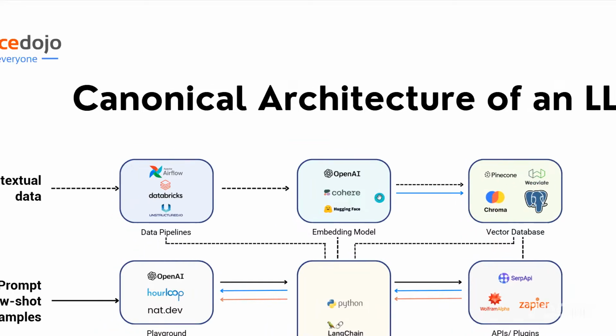Then you have what we call an embedding model. What is an embedding model? Embedding models take your documents or the chunks of documents, as we call them, and then convert them into vectors. The vector representation of a bunch of text, we call an embedding. You store these embeddings in a vector database, and then where does this document come from? These come from your data pipelines.